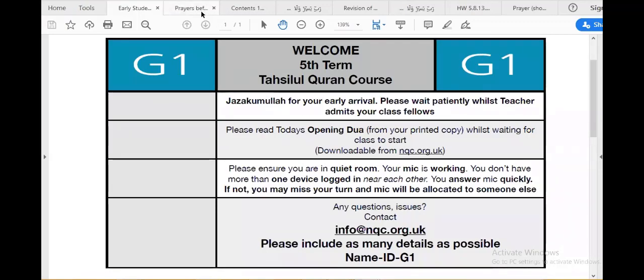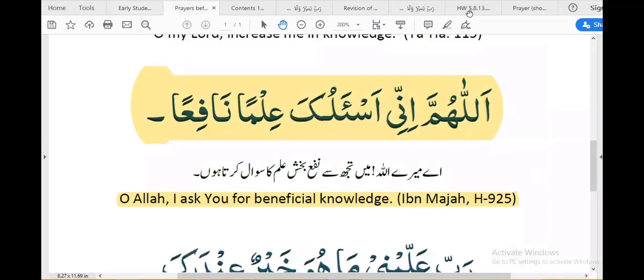We will start today's class with a prayer. Let me choose a student now. A5324. Assalamu alaikum. Wa alaikum assalam. Okay, I'm going to ask you to read the prayer with me. Repeat after me. A'udhu billahi minash shaitanir rajim.